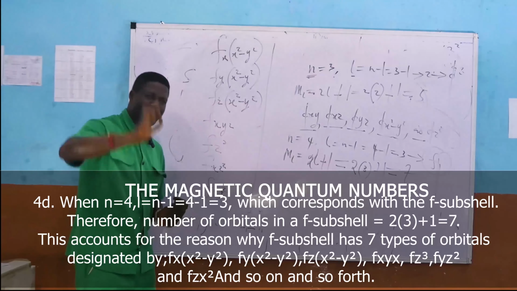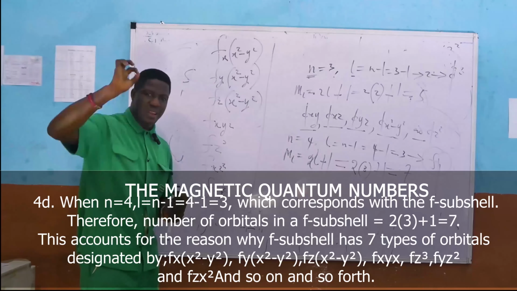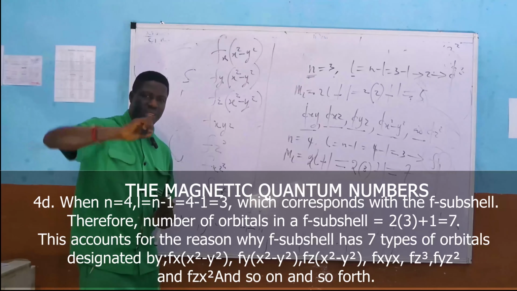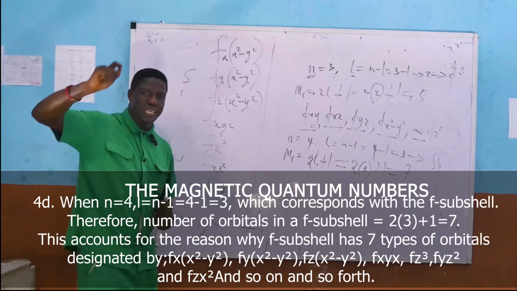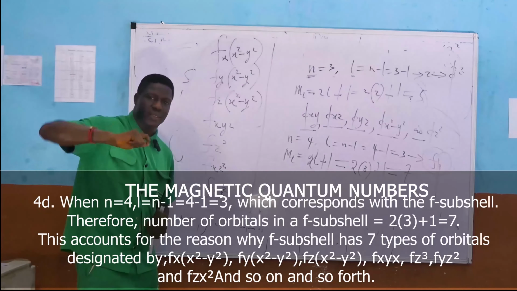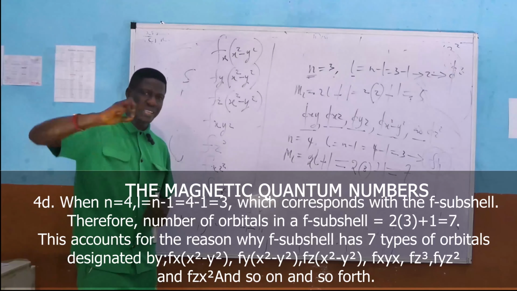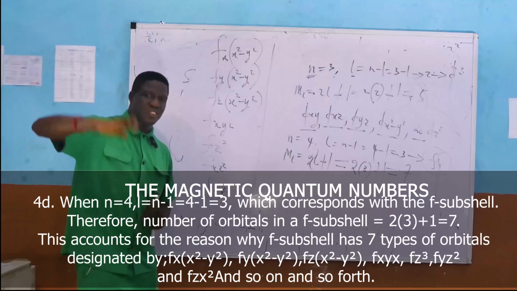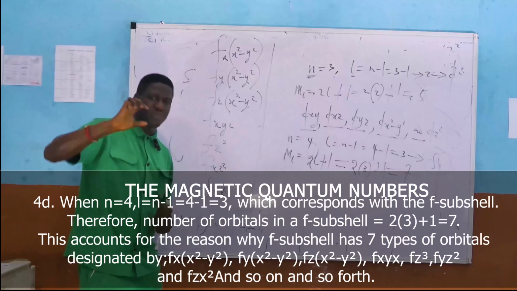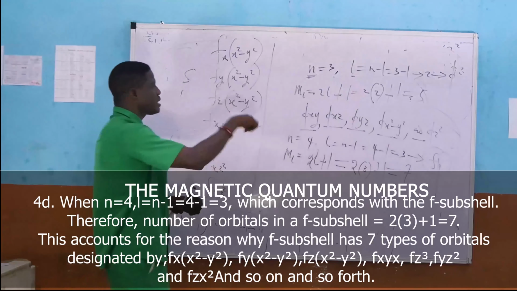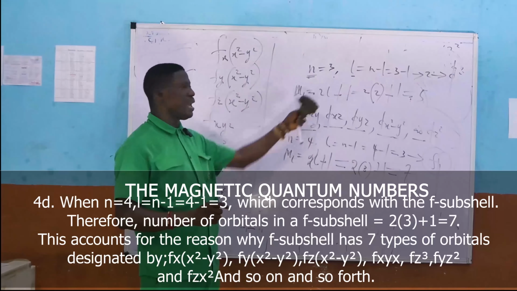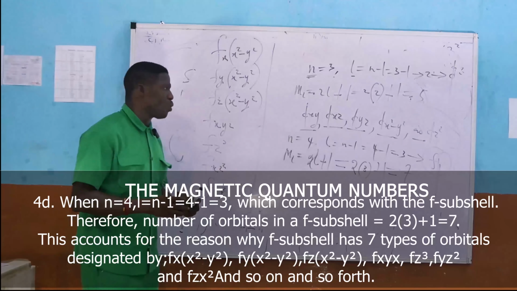Most importantly, take note that the magnetic quantum number divides the subshell into subshells. Like I said before, don't confuse this with the azimuthal quantum number. What the azimuthal quantum number does is that it divides the principal shells into subshells, whereas the magnetic quantum number further divides the subshells into subshells. And this we can validate mathematically using a formula that says that Ml, the magnetic quantum number, is equal to 2l plus 1, where l is known as the azimuthal quantum number.